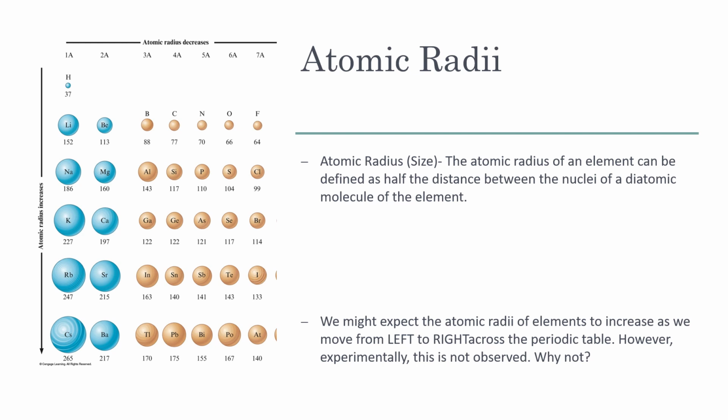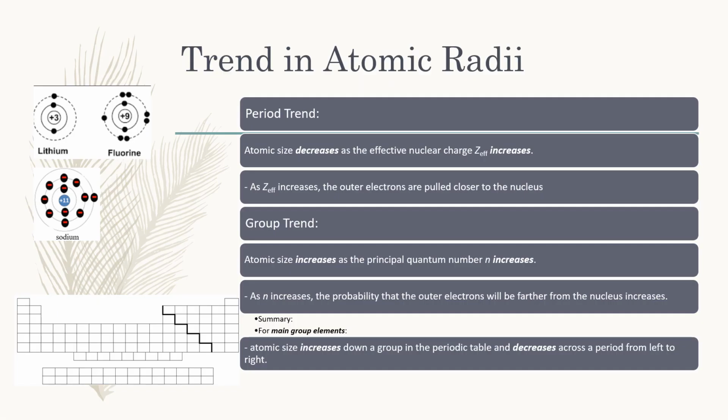Why would that occur? The answer is because of the increase in the effective nuclear charge. Please remember that the effective nuclear charge is looking at the overall attractive force that's coming from the nucleus on the outer shell electrons. It is affected by the number of core electrons that are in the way.